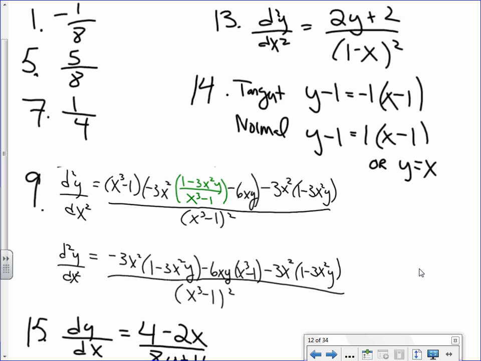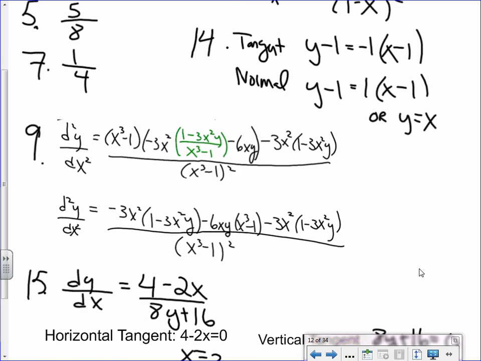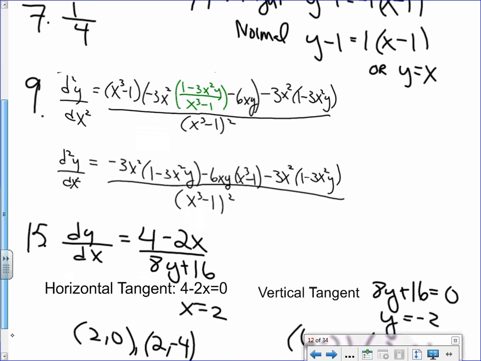Okay, we're 13 and 1. Okay, when you get the derivative for 15, they ask you where it's going to have a horizontal tangent. Well, horizontal tangents occur when the derivative is 0, when the numerator is 0. So when x equals 2. But to get the y coordinates of the points, you got to go back to the original function. So the points turn out to be (2, 0) and (2, negative 4). But horizontal tangent, that's when the derivative is 0, so the numerator is 0.